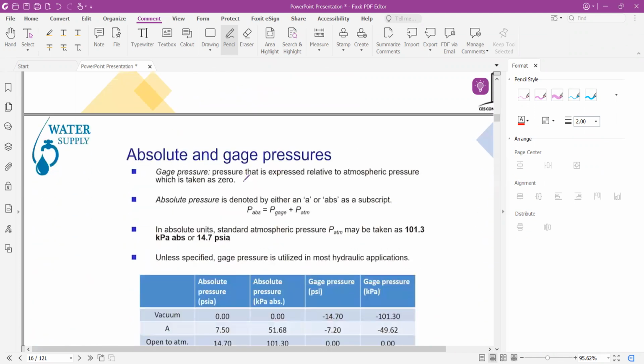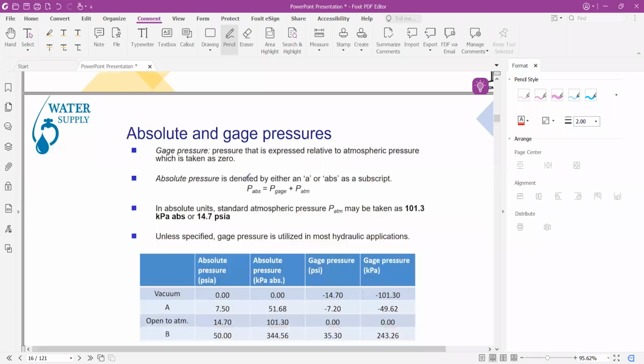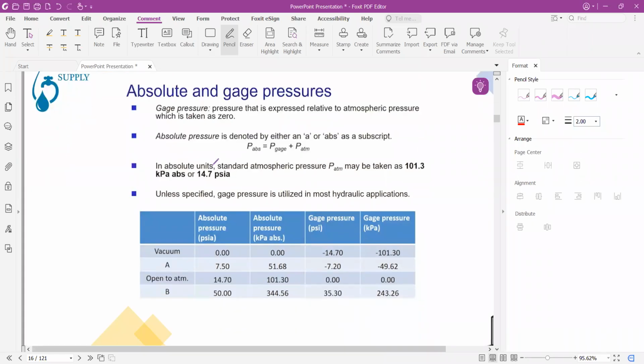Okay, the gauge pressure is also important to consider in water supply design. The pressure that is expressed relative to atmospheric pressure, which is taken as zero, is called the gauge pressure. Similarly, absolute pressure is denoted by A or ABS as a subscript. It is basically equal to the addition of gauge pressure plus the atmospheric pressure. In absolute units, standard atmospheric pressure may be taken as 101.3 kilopascal absolute or 14.7.